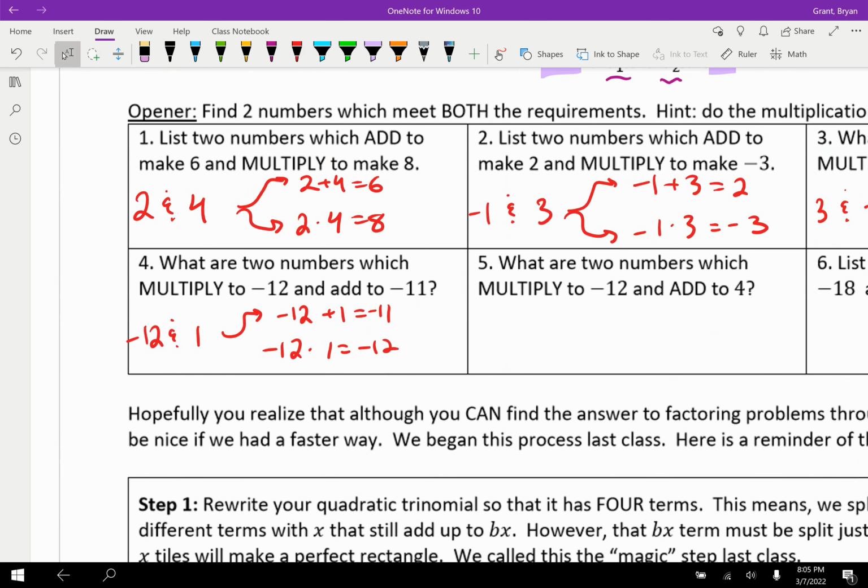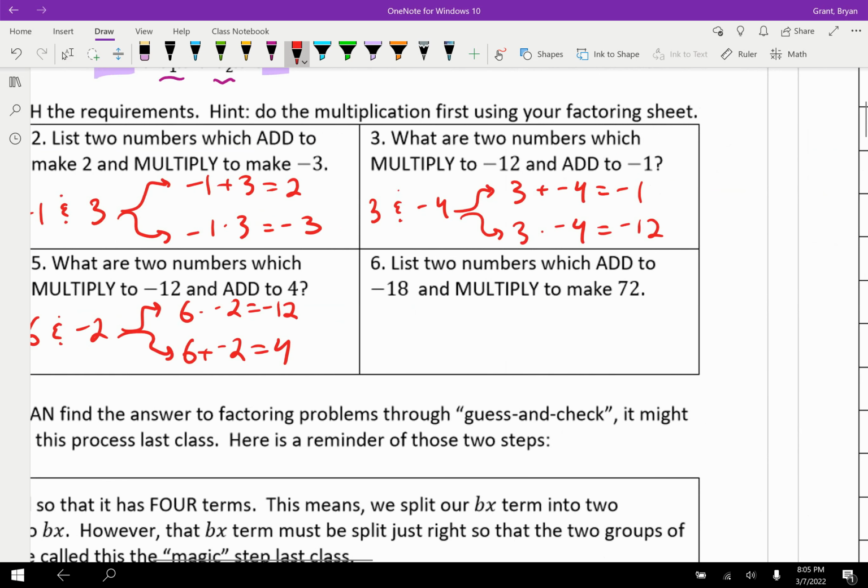Here's another negative 12. We're not getting sick of these yet, are we? I think this one's probably going to be positive 6 and negative 2. Right? 6 times negative 2 is negative 12. And we have 6 plus negative 2, which is 4.